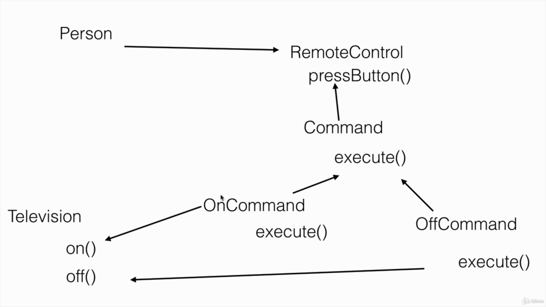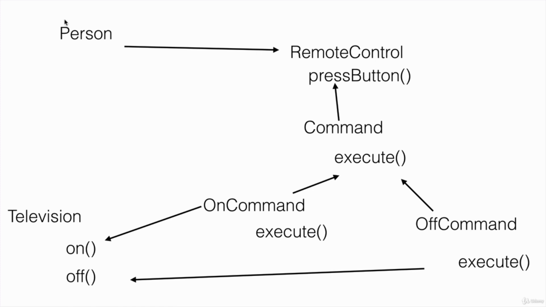And the commands themselves are the on command and the off command that implement an interface called command, which has an execute method. So the person will wrap this on command and pass it to the remote control. The remote control will send that command to the television, and the television knows how to perform that action based on the command that comes in. When it is on, it will execute the command which is passed in, which is the on command's execute method. And when it is off, it will perform the execute method of the off command to switch off the television.